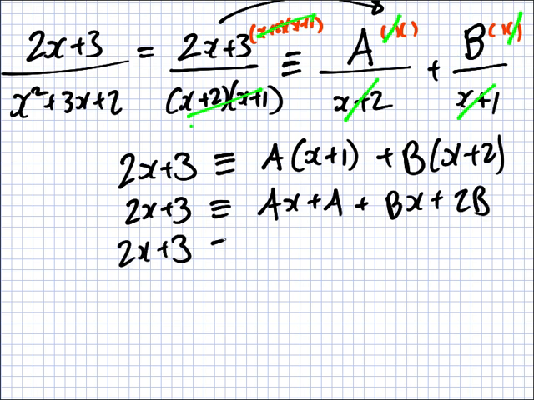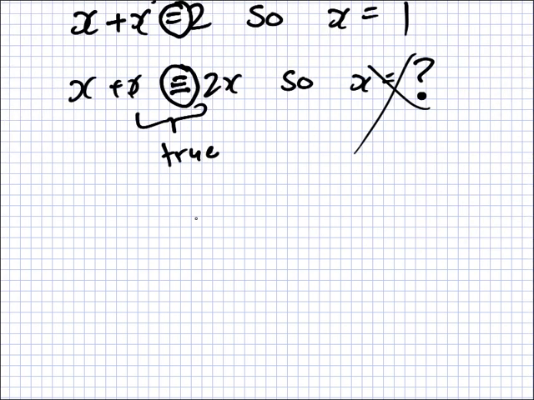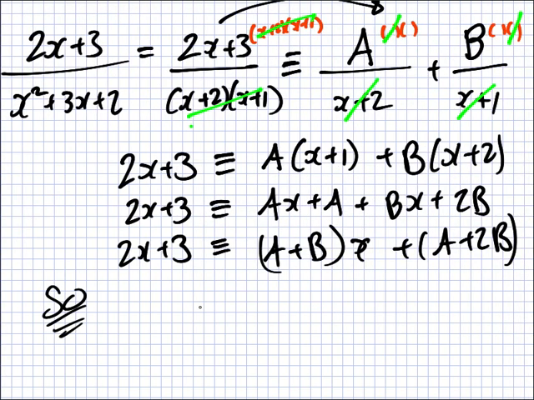2x plus 3 should be the same as a plus bx plus a plus 2b. So, if these two are supposed to be the same, if I said to you, a plus bx equals mx plus c, then everybody would say, well, m is the same as b, and a is the same as c, okay? So here you can say, well, a plus b must be the same as, what? 2. And a plus 2b should be the same as 3.